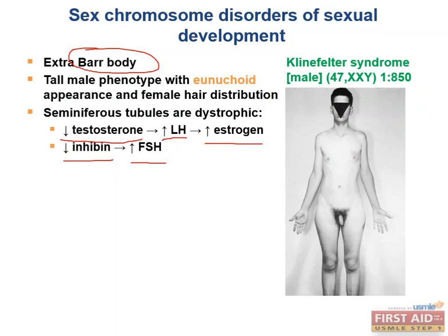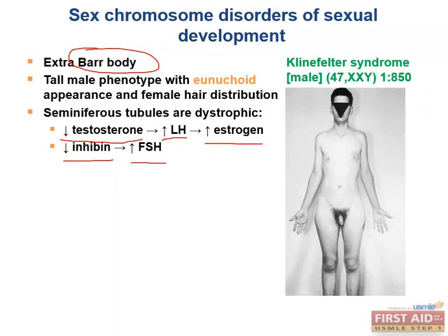Now, testosterone normally negatively feeds back on the hypothalamus and anterior pituitary to decrease luteinizing hormone secretion. Similarly, inhibin normally negatively feeds back on the anterior pituitary to decrease follicle stimulating hormone secretion. Because testosterone and inhibin are both decreased in Klinefelter syndrome, LH and FSH are both increased.